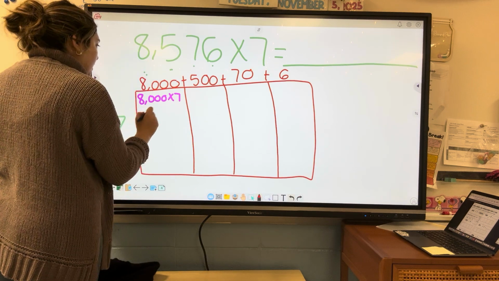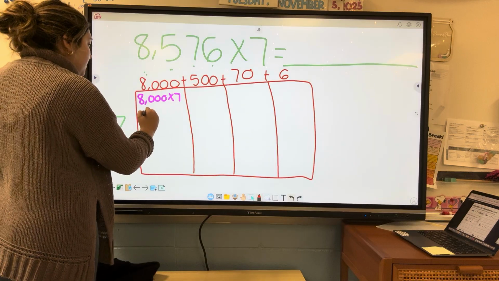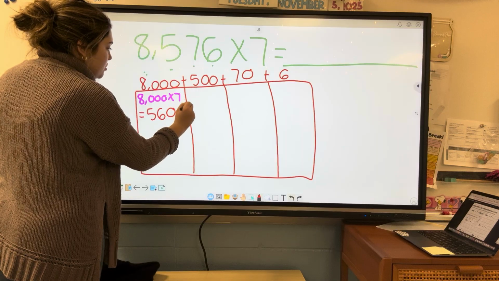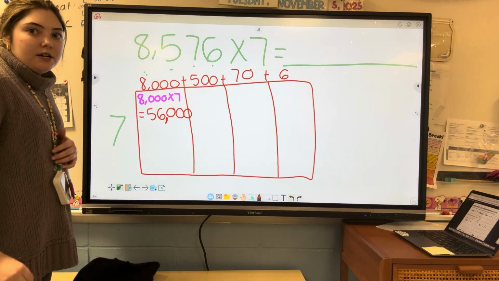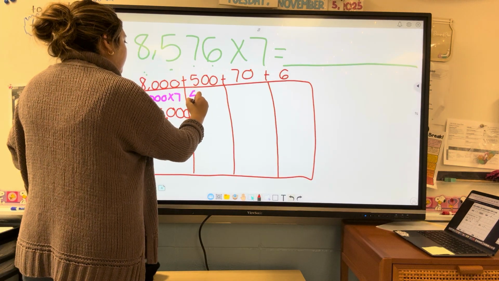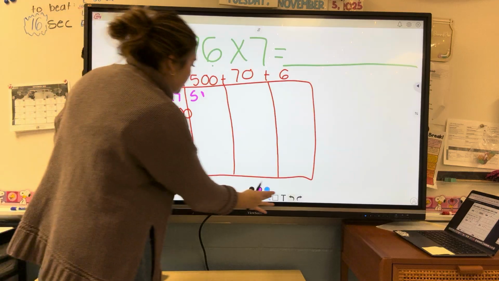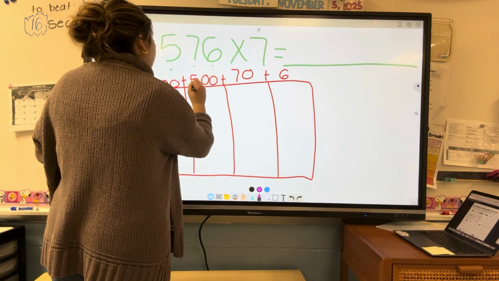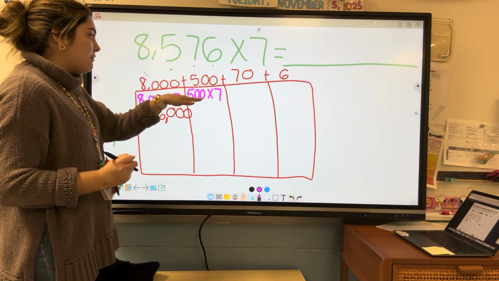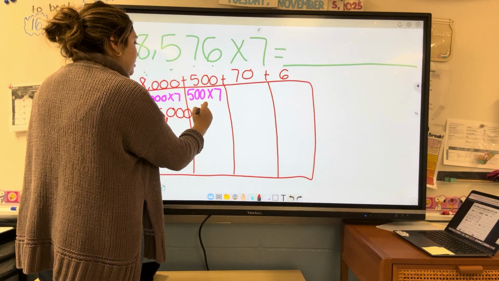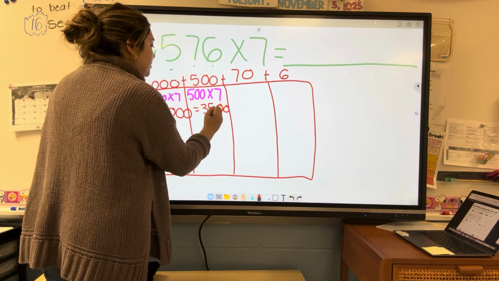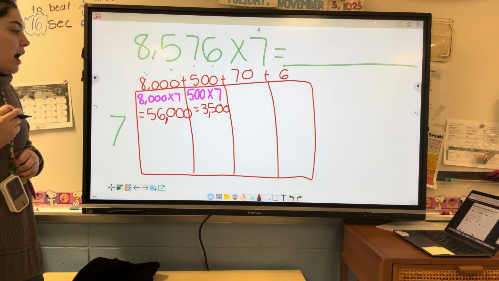I know that 8 times 7 gives me 56, and I have 3 zeros, so I'll bring those down. So 8,000 times 7 gives me 56,000. In this box, I'm going to do 500 times 7. My 5 times my 7 gives me 35. So 500 times 7, bring my 2 zeros, is going to be 3,500.